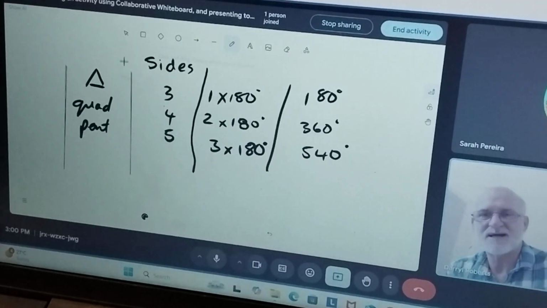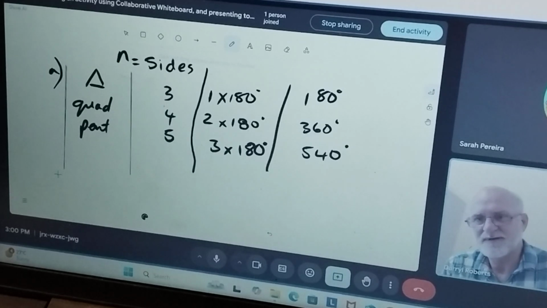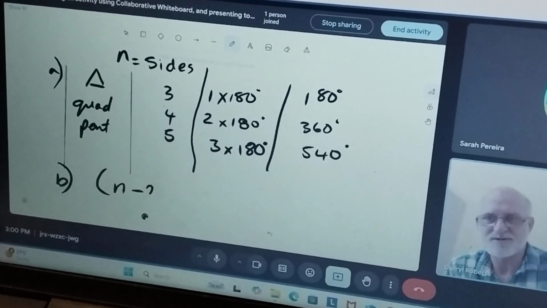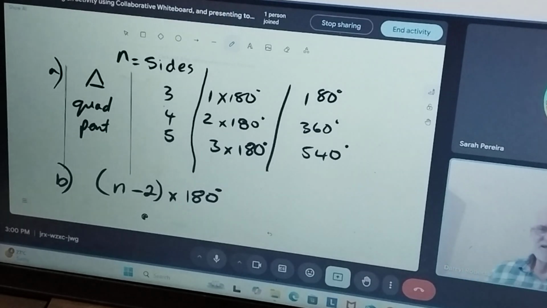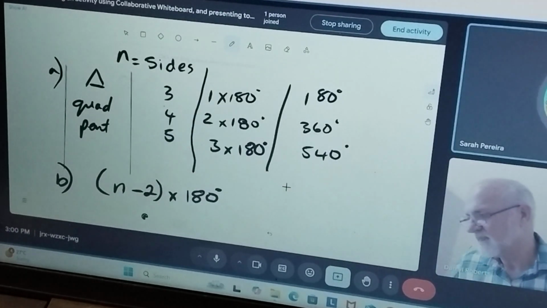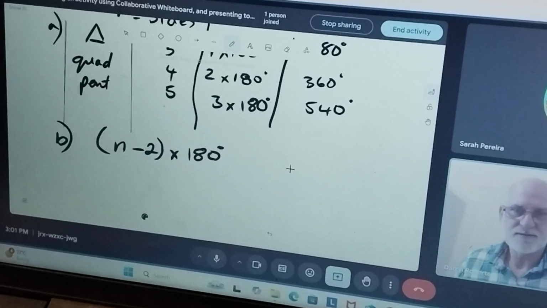Now remember, we said we're going to use the letter N for the sides, right? So A will just be completing the table. It's very easy. B, the formula, I'm going to give it to you. We've already seen it once today: N minus 2 times 180 degrees, where N is your number of sides. Then for C, they ask you, seeing as you're so clever, to work out the sum of the angles of a nonagon.